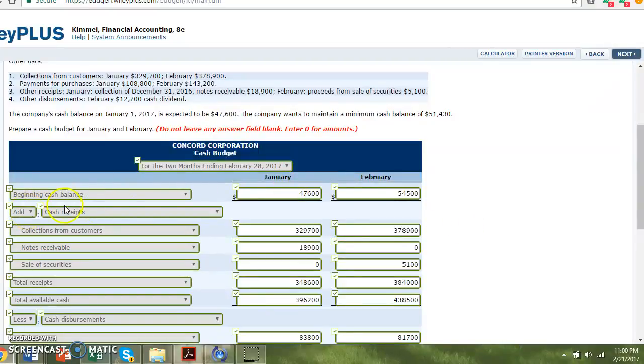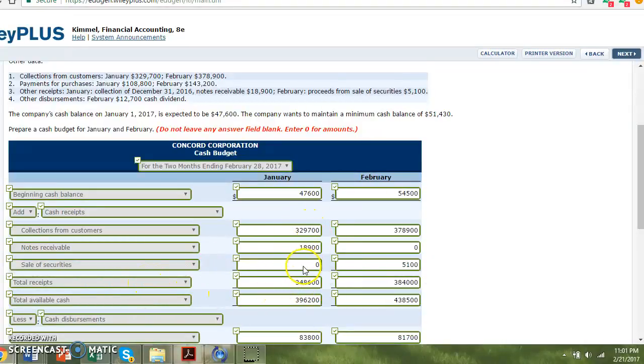Next, we're going to add cash receipts. So we start with the collections from customers here. It gives us all this information right here. So we just enter those numbers into this field here, and then this one in February. And then notes receivable would be next. And that's other receipts right here under number 3. In January, we collected notes receivable for $18,900 and nothing for February, so we enter a 0. But it does say that in February we sold some securities, so we do sell securities, 0 for January and $5,100 for February.